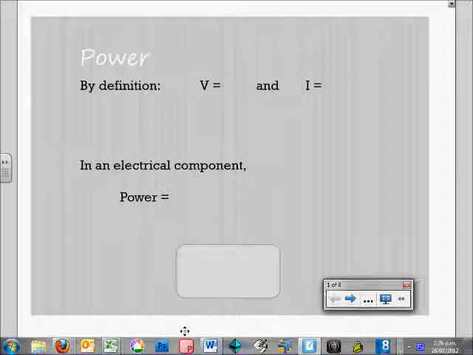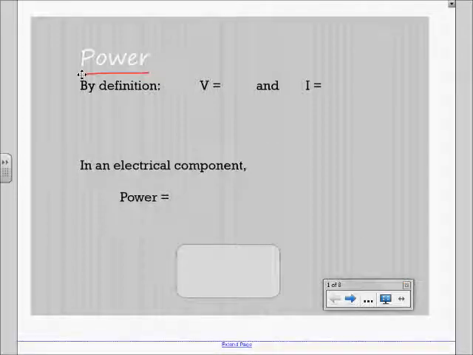Moving on then with the topic of current electricity. First of all, looking at power, we've already covered some of the ideas to do with power in the first of the assignment sheets.